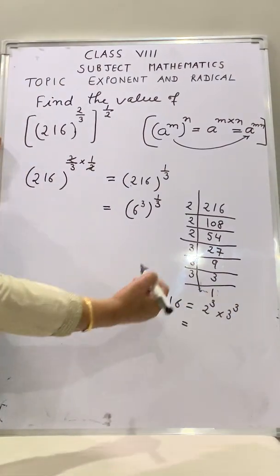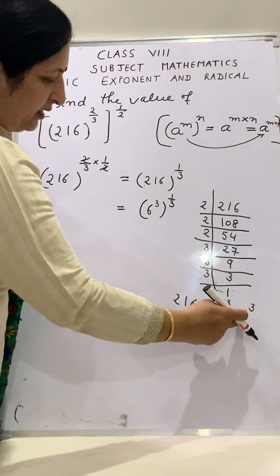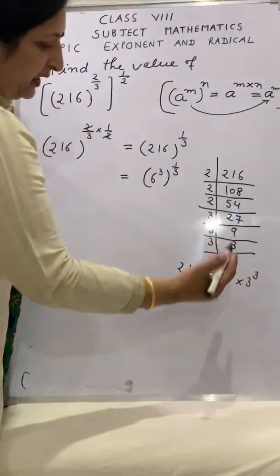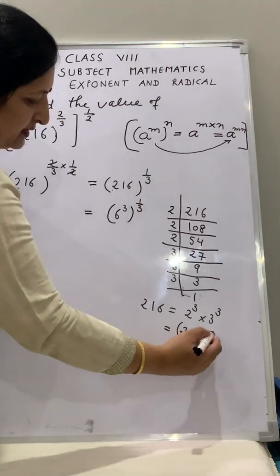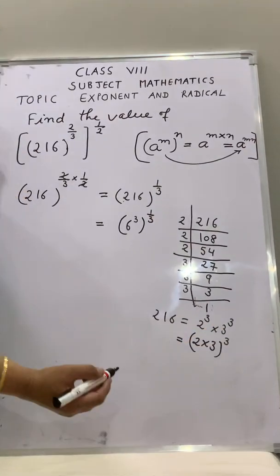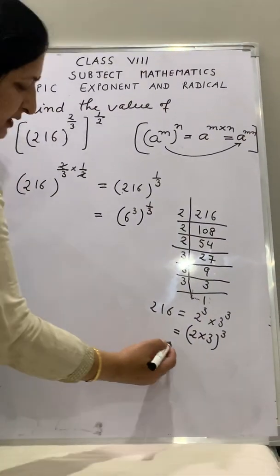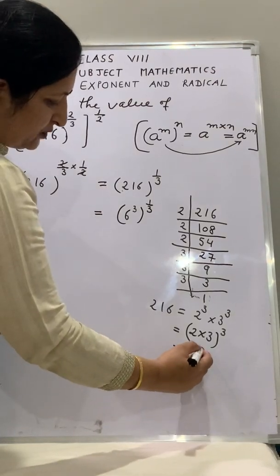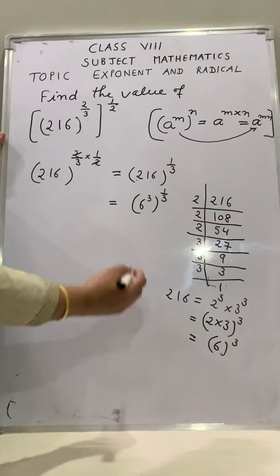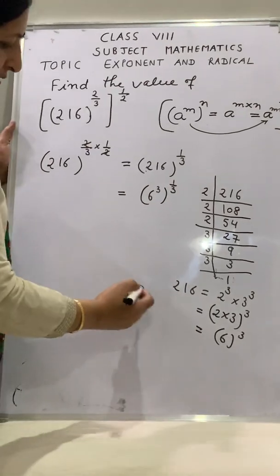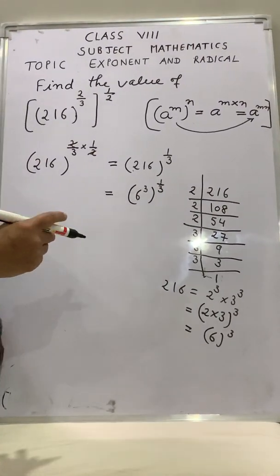Here we use the law of exponent. Bases are different but the exponent is same. You can multiply the bases and write the power 3, 6 raised to power 3, same. Or you can make the composite factors.